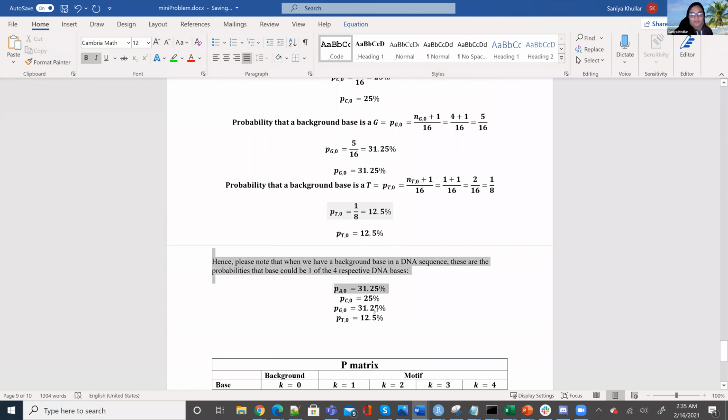So in the end, we have this background base in the DNA sequence, and these are the probabilities that the base could be one of the respective DNA bases. If we're looking at a background base that's non-motif, it's not a motif. So we either have motifs or we have background bases. So 31.25% of the time, it's going to be an A. 31.25% of the time, it's also going to be a G. So they were tied there. T is going to be 12.5%, and C is going to be 25%. So these would all add up to 100%.